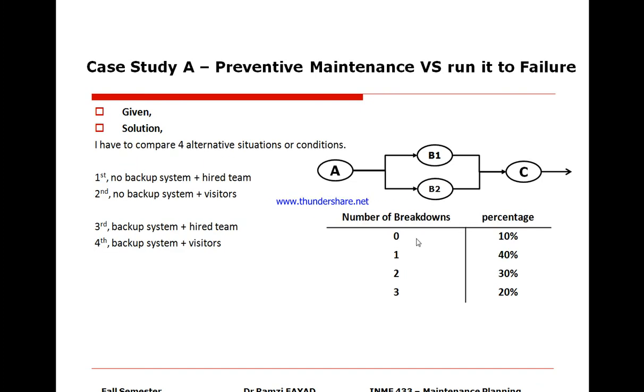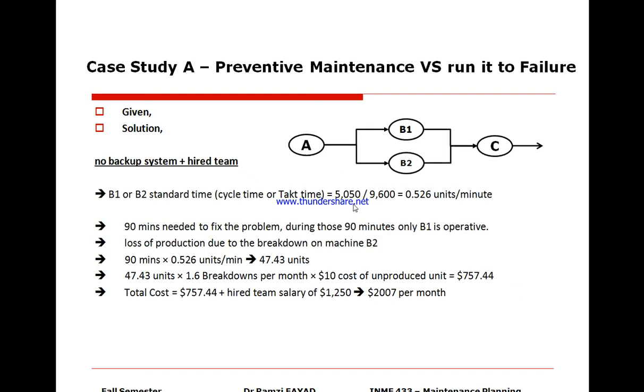So we have the number of breakdowns that usually occur on B2: 0 breakdowns per month has a 10% chance, 1 breakdown 40%, 2 breakdowns 30%, 3 breakdowns 2%. As we said before, the cycle time for machines B1 and B2 is 5050, so it's 0.526 units per minute. 90 minutes are needed to fix a problem.